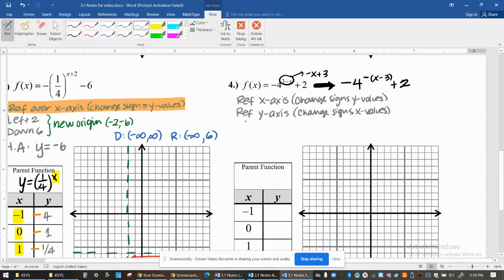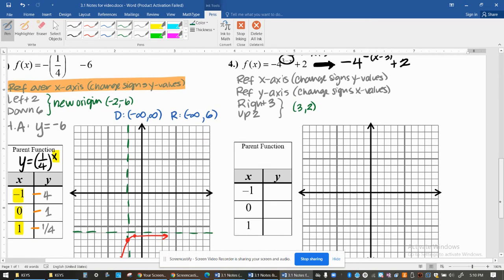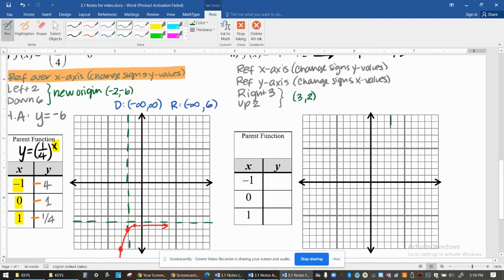Sorry, what this ends up meaning is that there's actually a shift to the right 3, not left 3, and then up 2. That creates a new origin at (3, 2). So I'm going to move the x-axis 3 to the right, and then the y-axis up 2. So my new origin is (3, 2).